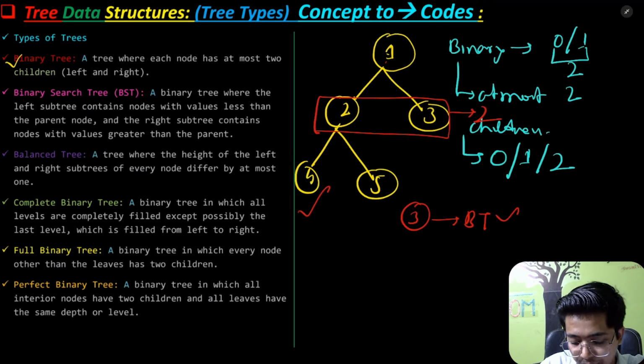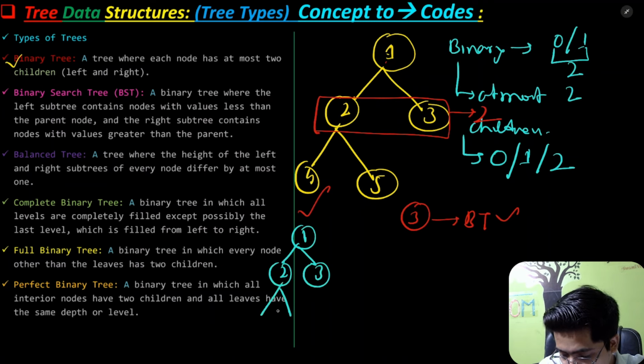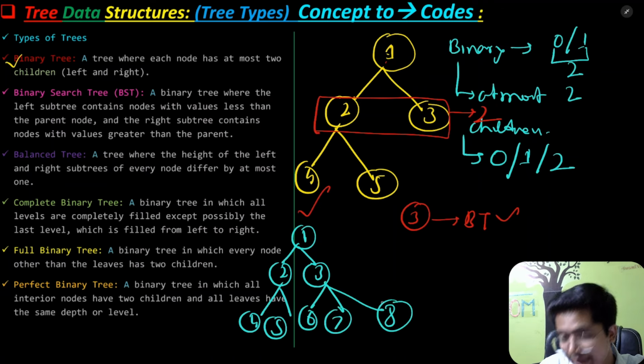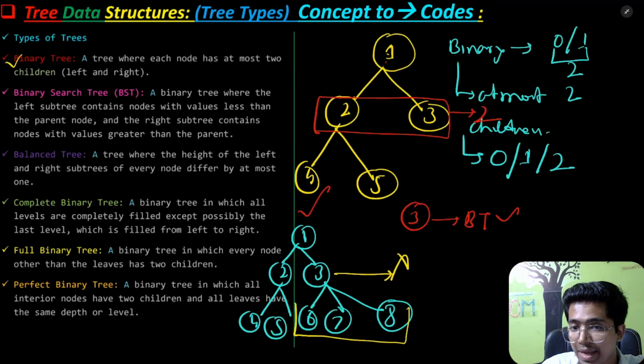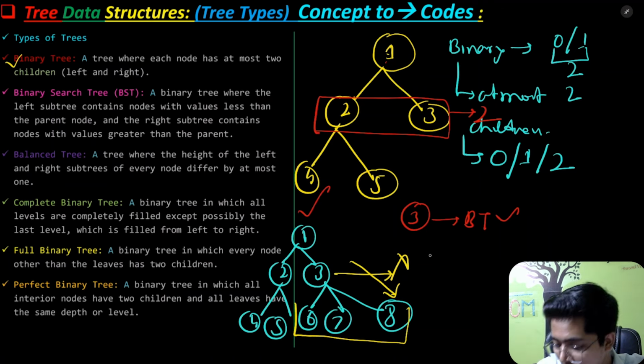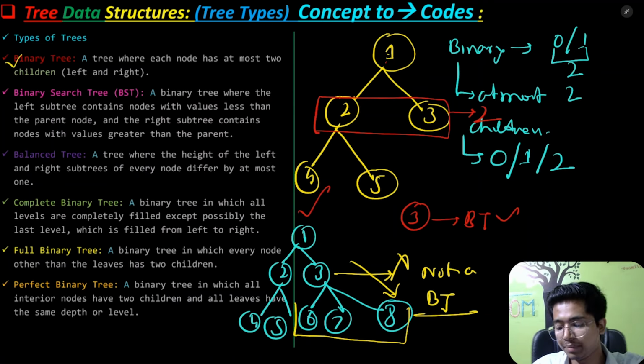Now let's see another example. 1, 2, 3, and again it has two children 4, 5. Again it has 6, 7, and let's say we have 8 children. So the question is, can we call it a binary tree? We cannot call it a binary tree. Why? Because observe here the descendants, that means the next nodes, the descending nodes. The number of child nodes is 3, but in a binary tree the maximum number of child nodes is 2. So it is not a binary tree. So we all understood about the binary tree.